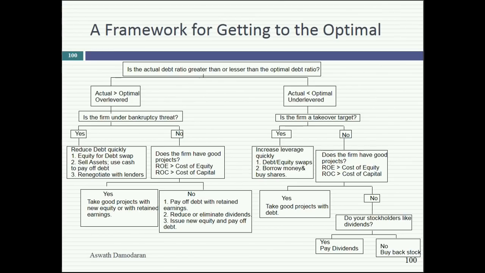What happens when you take a good project? How do we define good projects in capital budgeting? They have a positive net present value, right? And when you take a project with a positive net present value, we said your value increases by that net present value. So you get that increase in value from going to your optimal, and you also get the net present value of those good projects.